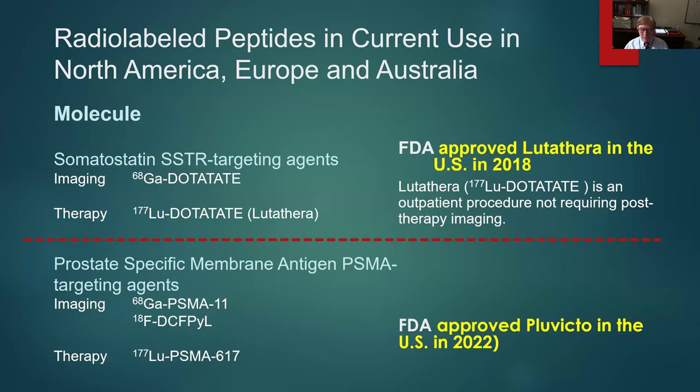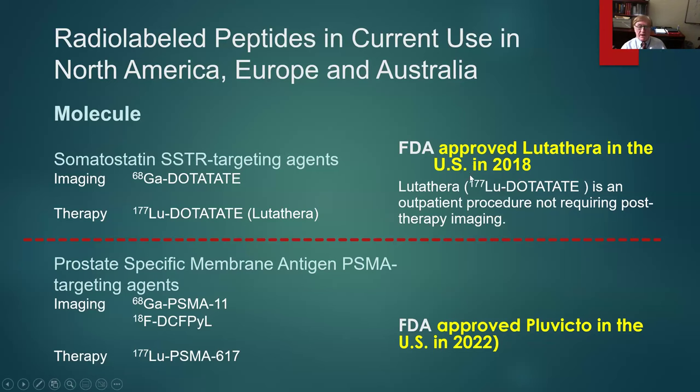It's interesting to note that Lutathera, when approved in the USA by the FDA, was approved without any necessity to perform further imaging during the therapy. So once the patient's been approved, they go on, they receive therapy, and the approval is for up to 4 treatments of 200 millicuries or 7.4 gigabecquerels separated by 8-week intervals to allow sufficient time for blood count recovery.